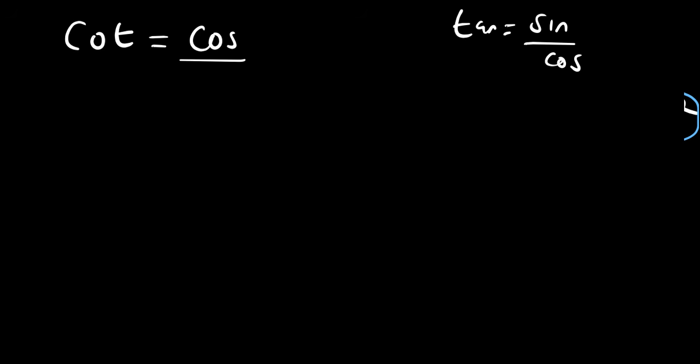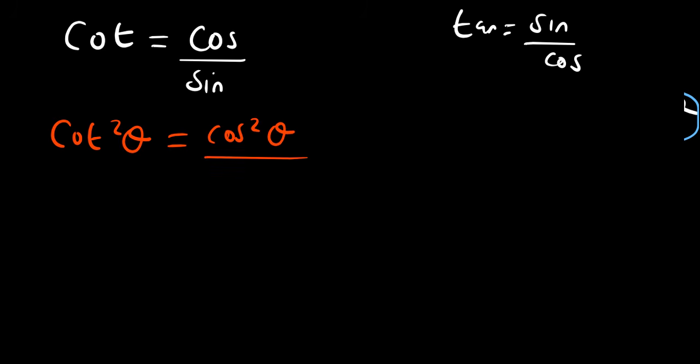You know that the opposite of tan is cot. If tan is equal to sine over cos, what about cot? Cot will therefore be the opposite, right? It will be cos over sine. Now let me say I want to square this one as well. I'm going to have cot squared theta is equal to cos squared theta, because I've squared, over sine squared theta.